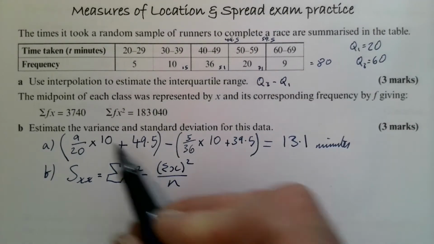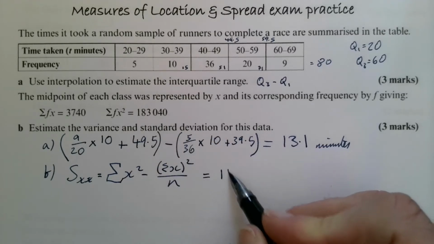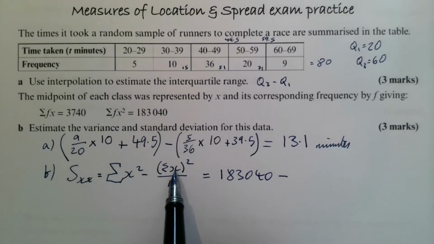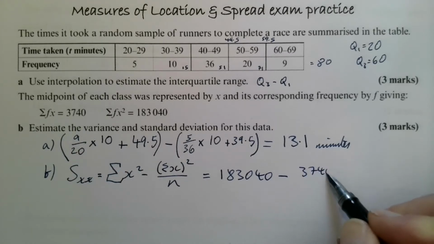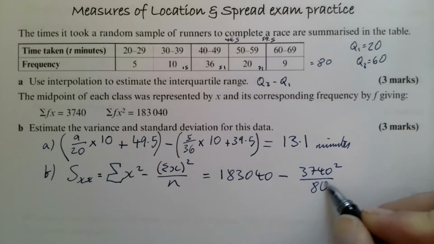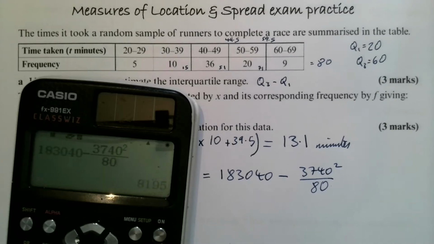So we have got two of those things right here. That's going to be the sum of the x squared. That is that number there, 183040, and we're going to be taking away 3740 squared divided by n, which is how many runners we've got in the whole thing, which is 80. Put that into your calculator, and that should give you 8,195.